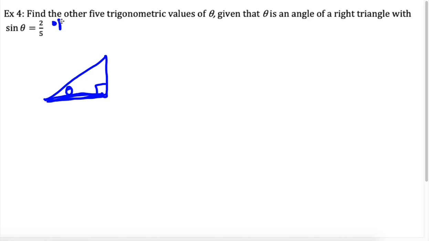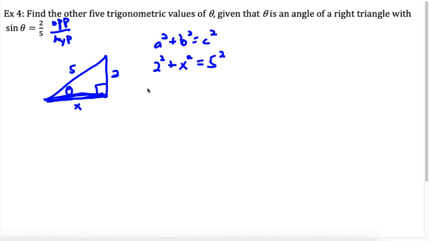Sine means opposite over hypotenuse. So this piece of information actually gives me two sides of the triangle. The opposite side from theta is 2. The hypotenuse is 5. We just need to find this missing side here, and then we can list our 6 trig functions. So we'll set up Pythagorean theorem. A squared plus b squared equals c squared. So 2 and my unknown are the 2 legs. The hypotenuse is always c in the Pythagorean theorem.